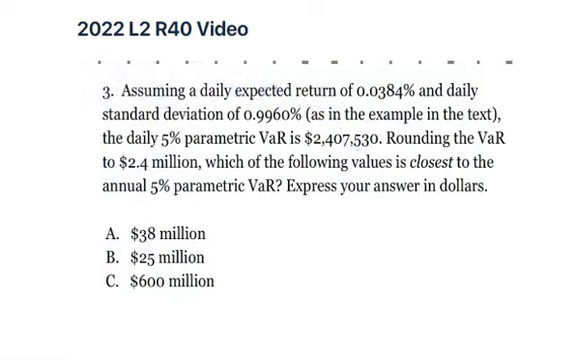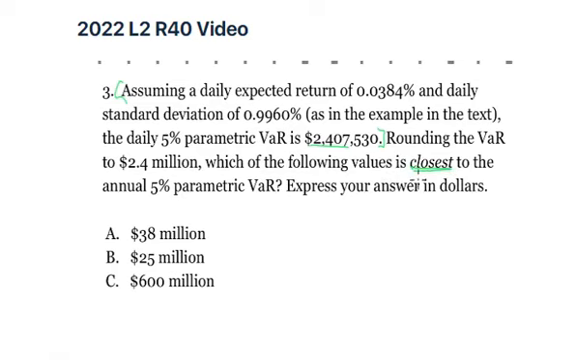Number 3, assuming a daily expected return of 0.0384% and the daily standard deviation of 0.9960% as in the example, the daily 5% parametric VaR is 2.47 million. Yes, that's just a statement of what we've already done and what we already know. Rounding the VaR to 2.4 million, which of the following values is closest to the annual 5% parametric VaR?